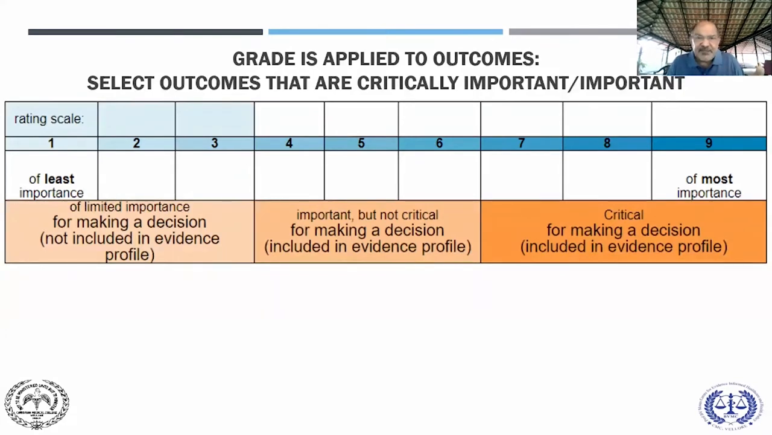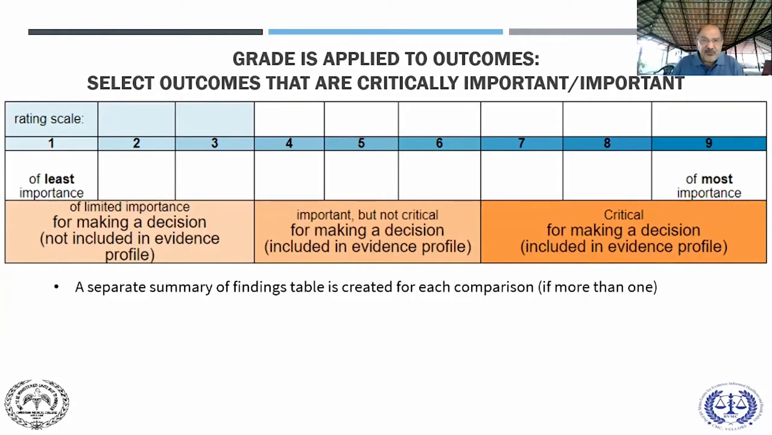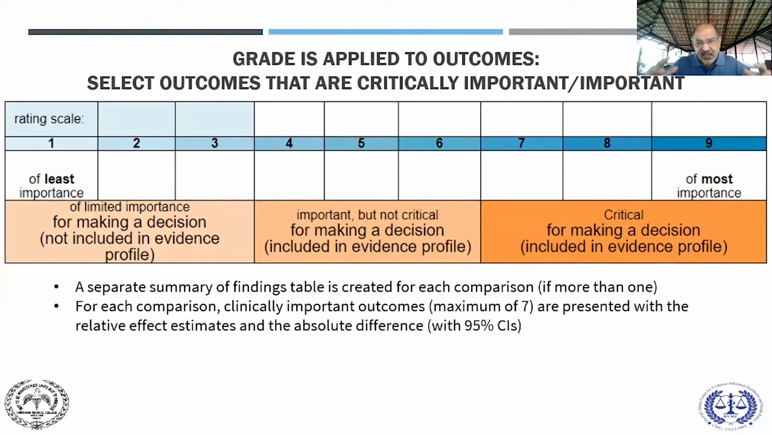So you first start out by deciding what are the outcomes that you consider critical to make a decision, or important even though it's not critical, and these are the kind of outcomes that you would include in your summary of findings table. So if you're comparing one intervention versus another, that's a comparison, and for each comparison you need to end up with a summary of findings table which has used a maximum of 7 clinically important outcomes and presents these outcomes with the combined results from all the trials in terms of the pooled relative estimates like relative risks or odds ratios with their confidence intervals, as well as the absolute benefits with each, what is the risk difference with the interventions with their 95% confidence intervals.